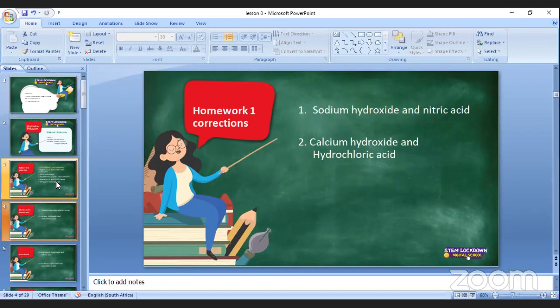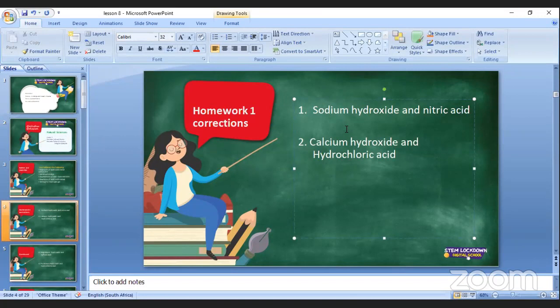So our homework, let us look at number 1. Yesterday I gave you this homework and I said sodium hydroxide and nitric acid. So you had to work out the reaction of sodium hydroxide and nitric acid. That was our learning outcome for yesterday, so the homework was made to check if you understand. I remember yesterday we discussed that if you are given a word equation, you change it into a symbol equation.